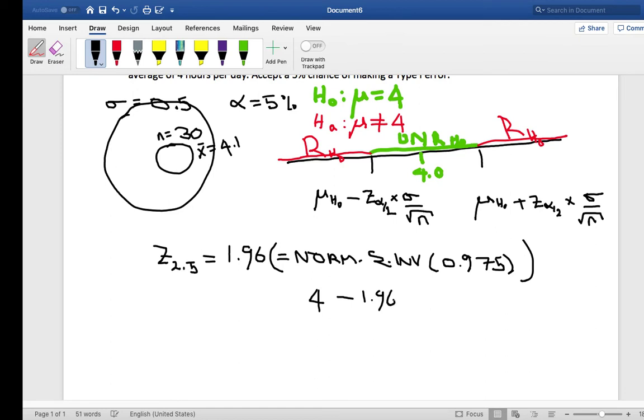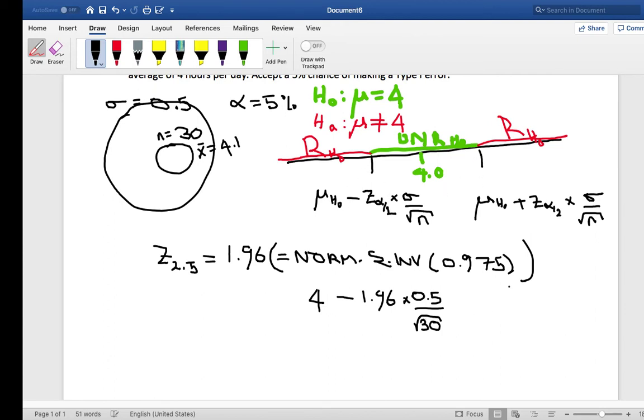And then we're going to multiply that by the population standard deviation, which is 0.5. And we're going to divide that by the square root of the sample size. And we said the sample size gets up here, where they told us it was 30 in the question. And that's going to give us the lower critical value.